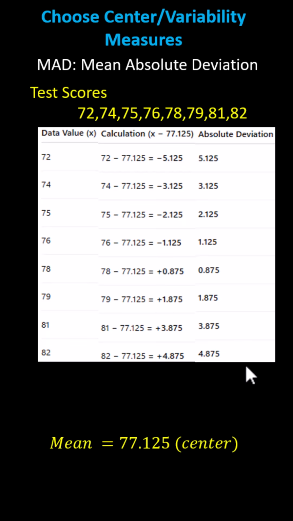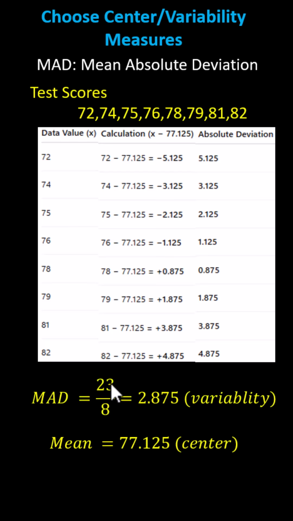Next, we find the absolute deviations by taking the absolute value of all of these deviations, or all of these differences. And then finally, to find the mean absolute deviation, we sum the values in the last column, where we sum the absolute deviations and then divide by the number of data values, which we know is 8. The sum of the absolute deviations is 23. 23 divided by 8 is equal to 2.875, which is the mean absolute deviation, which again is the best measure of variability because the data set is symmetric.